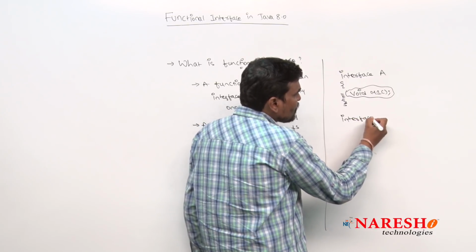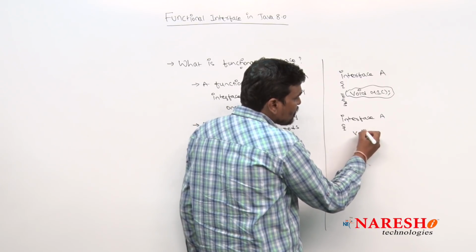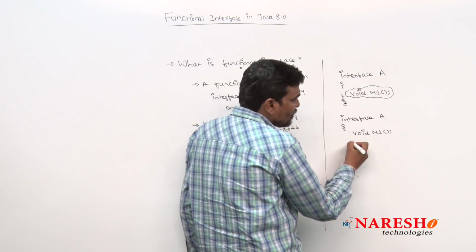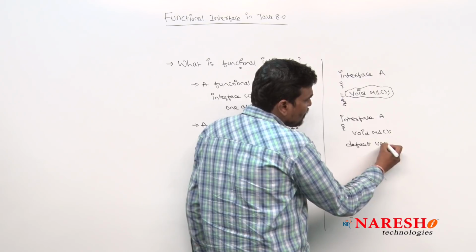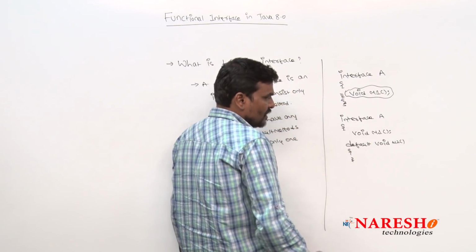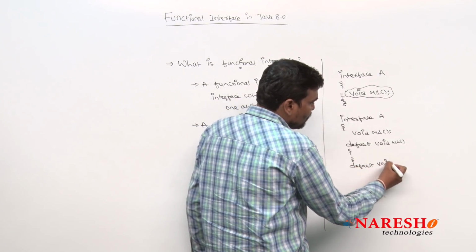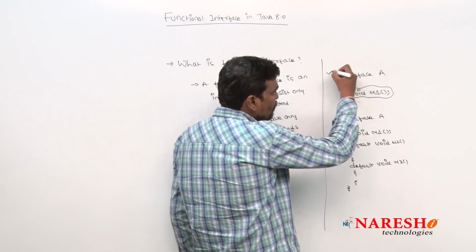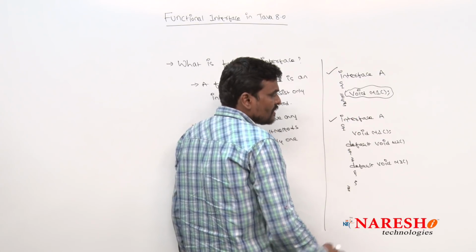I can write like this also. There is an interface called A, and within this I write one method called m1, and this is an abstract method. Even I can write any number of default methods. I can say default void m2, a default method is a method with a body. I can write default void m3, which is again a method with a body. Now this is a valid functional interface, and this is also a valid functional interface.